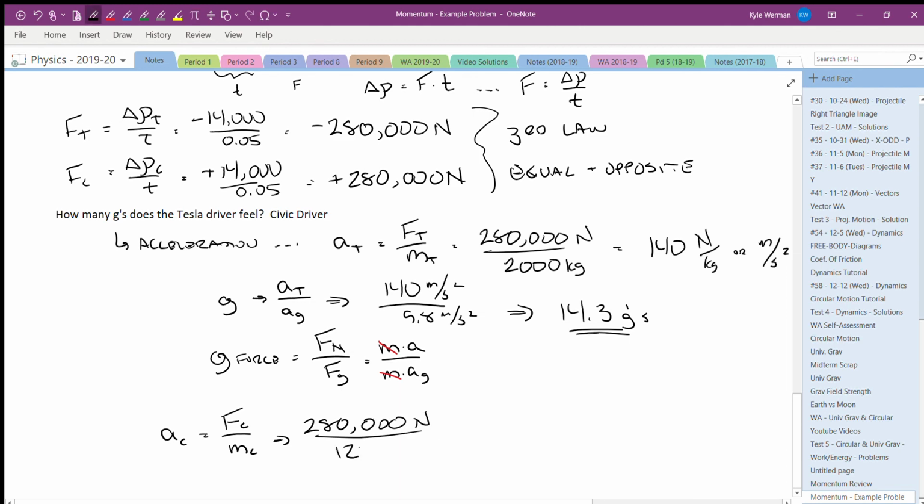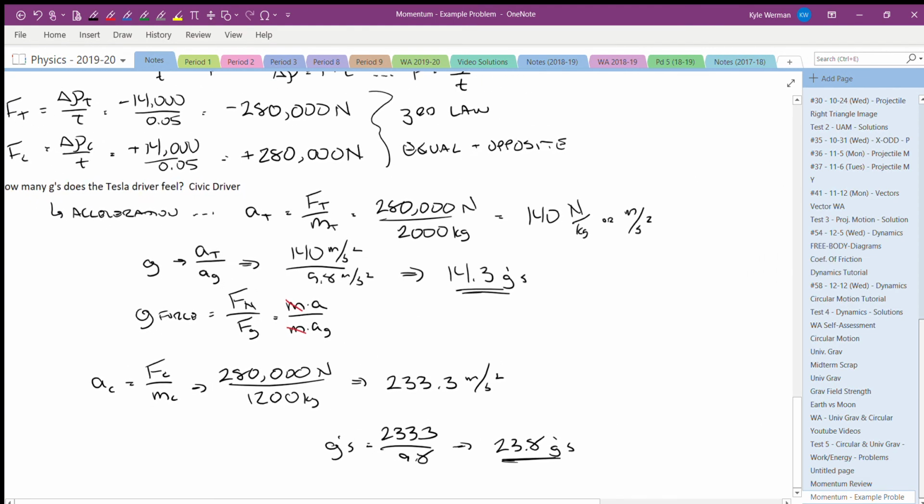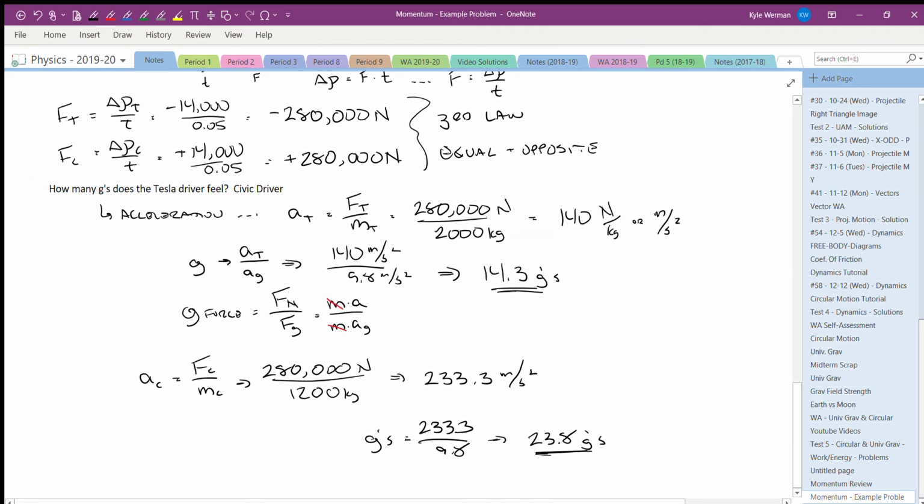Its mass is only 1,200, which means we actually have a greater acceleration. We have an acceleration of 233.3 meters per second squared, which means the G's would be 233.3 over 9.8. If I divide that by 9.8, you get a bigger amount of G's, 23.8 G's. If you're the driver in the Civic, you're possibly injured.